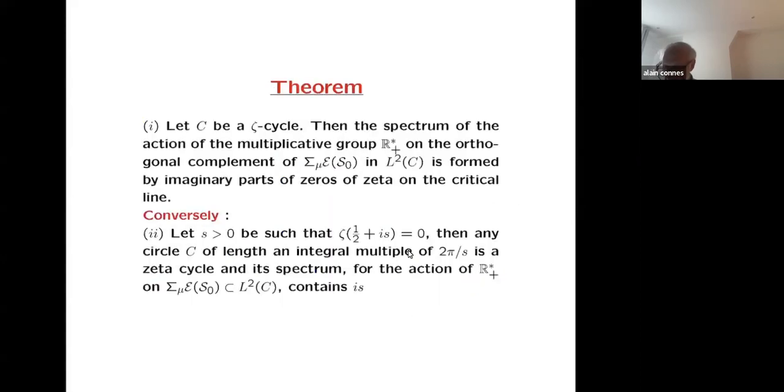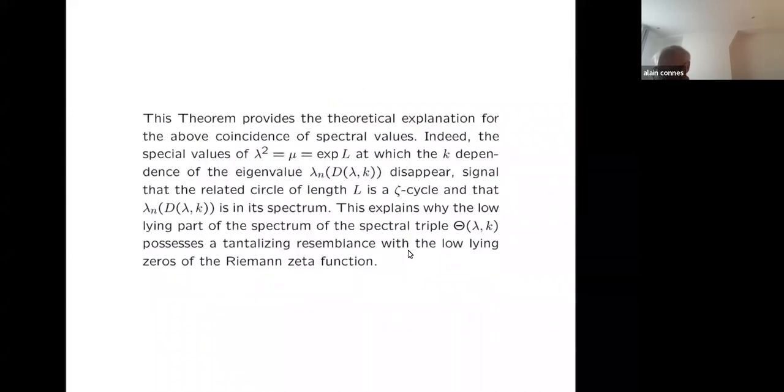And our main result with Katya is the following: these zeta cycles are exactly ruled by the zeros of zeta. Namely, if you take a zeta cycle and look at the action of the multiplicative group on the orthogonal complement of this subspace in L2, then it is formed by imaginary parts of zeros of zeta on the critical line. And conversely, if you have an imaginary part of a zero of zeta, you get a zeta cycle. So this theorem provides a theoretical explanation for the above coincidence of spectral values. It explains why the low-lying part of the spectrum of this spectral triple had this resemblance with the low-lying zeros of the Riemann zeta function. This becomes very clear once you have this theorem.